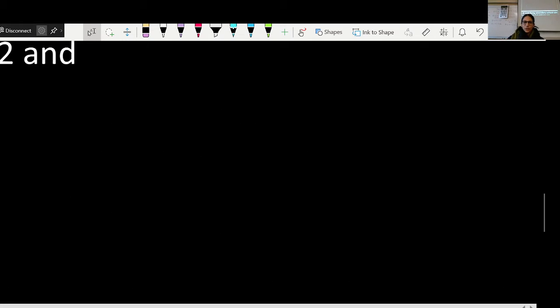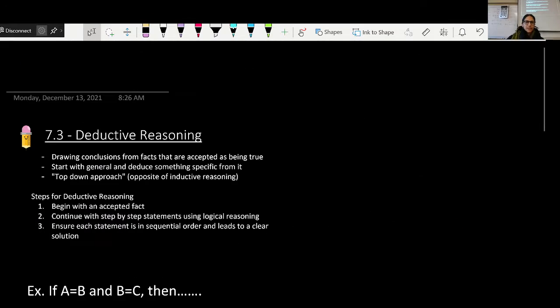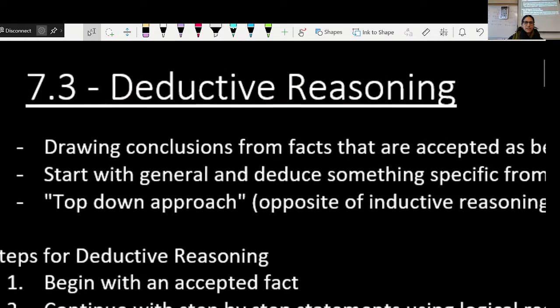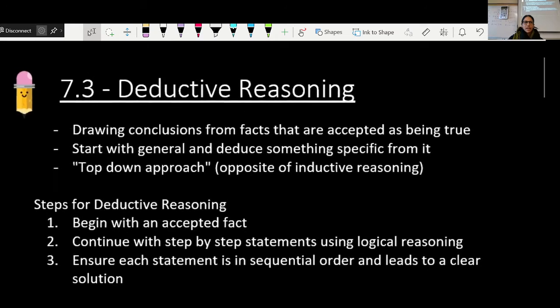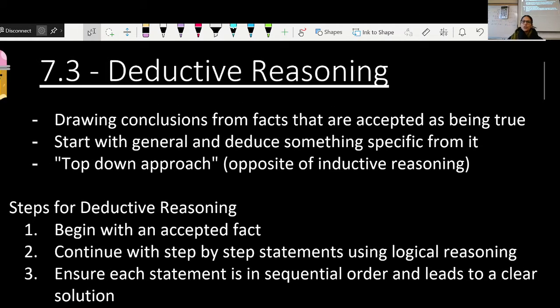Whoops. So we're looking at deductive reasoning. I'll just quickly run through some of these with you and then we'll look at some examples. We're drawing conclusions from facts that are accepted as being true. We start with a general statement and we deduce something specific from it. It's a top-down approach, which is the opposite of inductive reasoning. I'll explain that a little bit further later on.